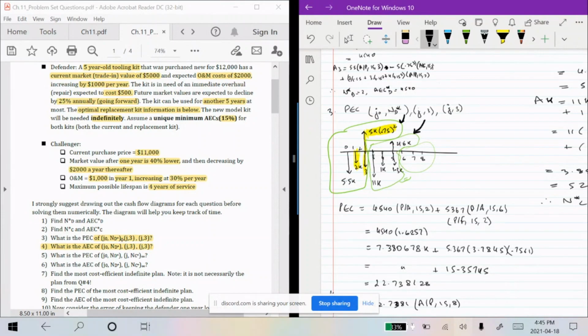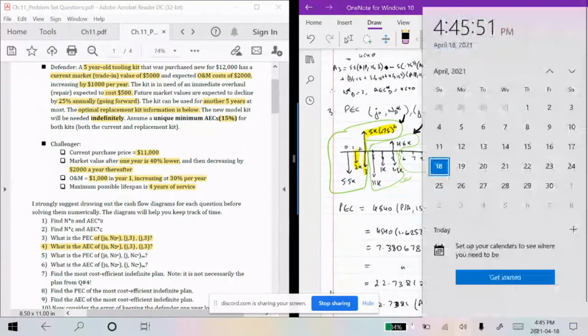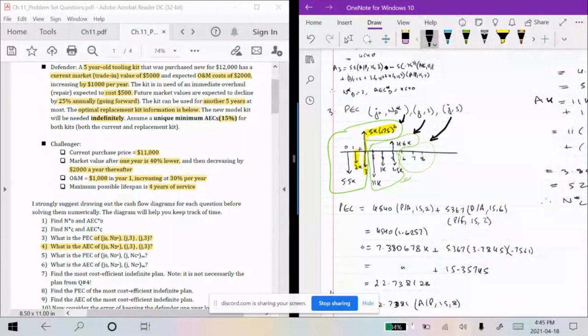So this is the first plan. This is the second, and this is the third. This I didn't write it again for the Challenger. I'll explain it now. So for the Challenger, it's 11K cost in the first year, and then it's 1K operating charge and 1.3K operating charge in the next period. Then the salvage value at the end of the 3 periods is 4.6K.